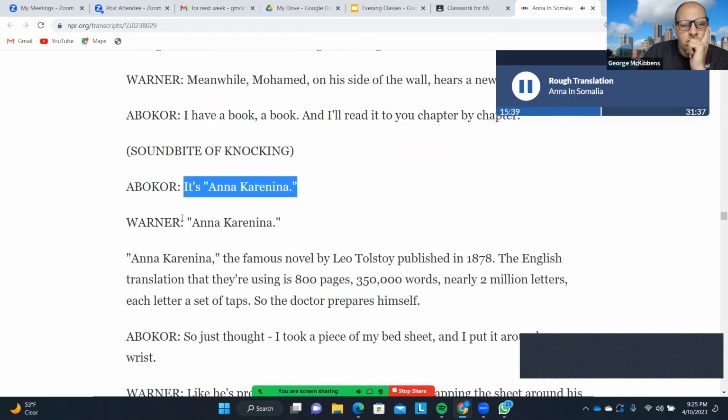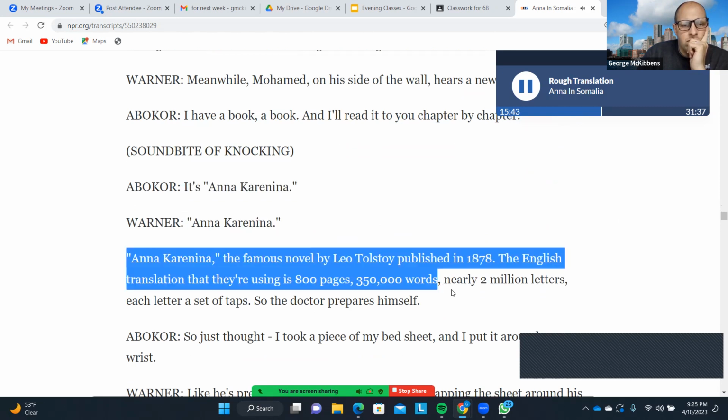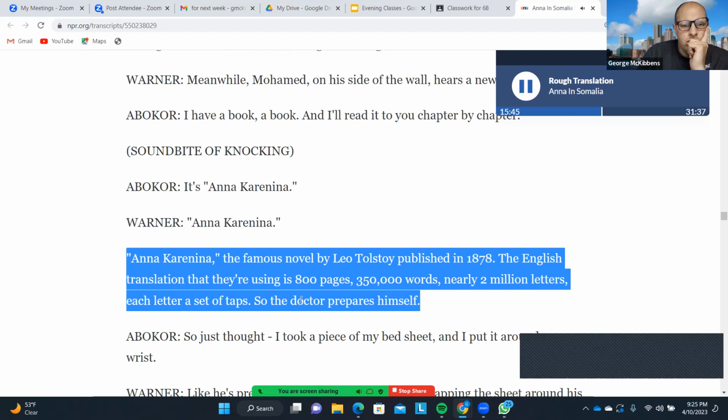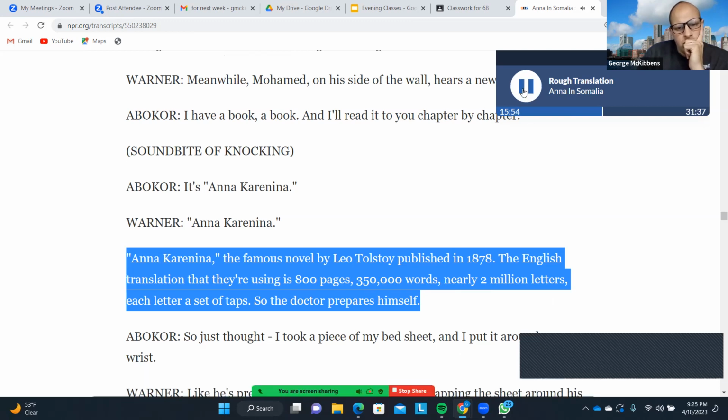That's Anna Karenina. Anna Karenina, the famous novel by Leo Tolstoy, published in 1878. The English translation that they're using is 800 pages, 350,000 words, nearly 2 million letters. Each letter, a set of taps.